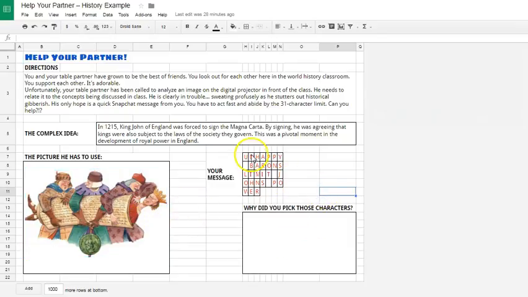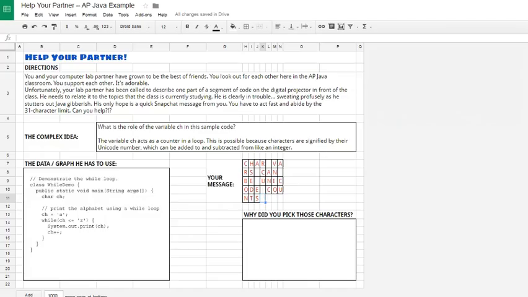And so the student then, the lab partner who's trying to help out, would then go ahead and put this together. This Snapchat message here: I have unhappy barons limit John's power. I don't know. You could come up with a number of different ways of doing it, but that would probably be the way that I would try, at least on this very superficial level. And then you could go in and explain why you picked those particular characters if you wanted to.